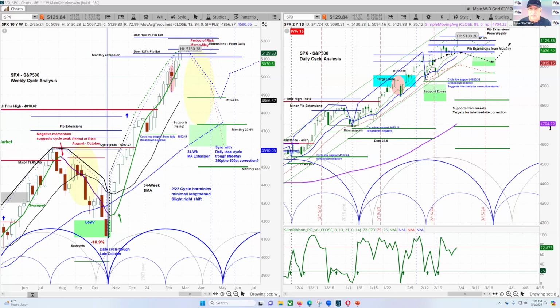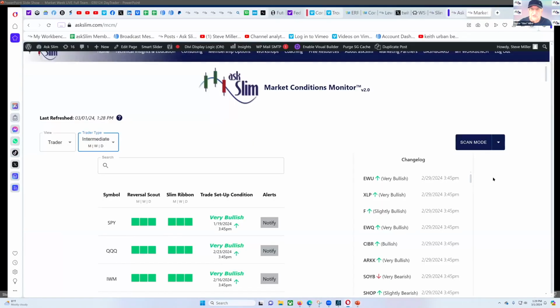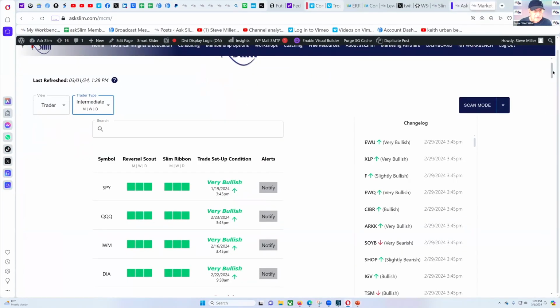If you are going to be buying puts or trading on the short side because the market is likely to have a correction, you are trading against the grain. And it has to be very small because the risks are that this market will continue to move to the upside.